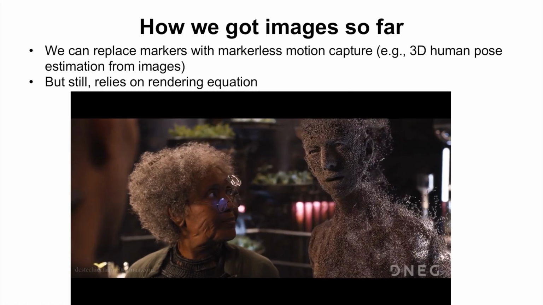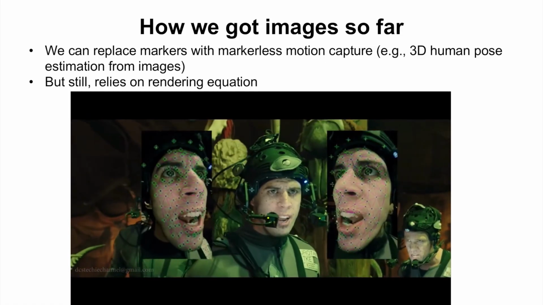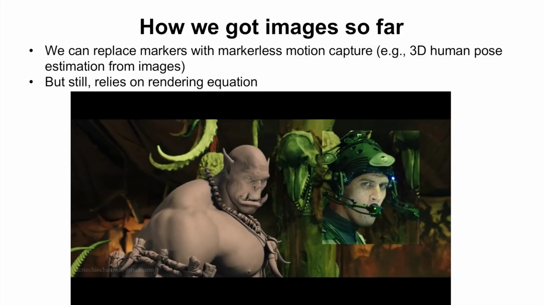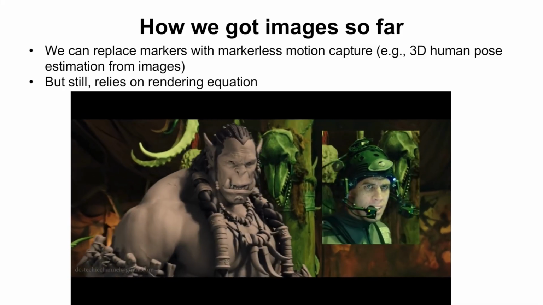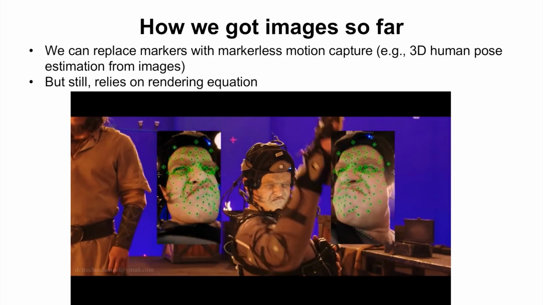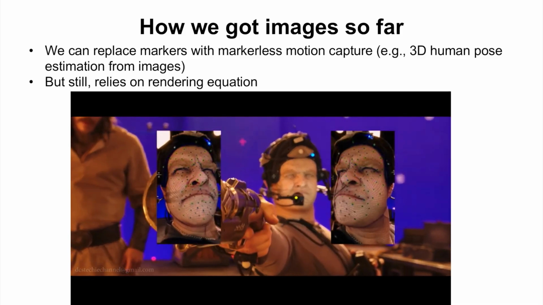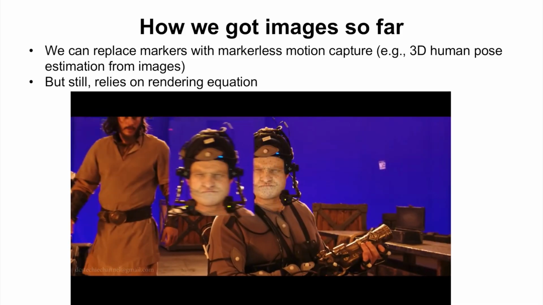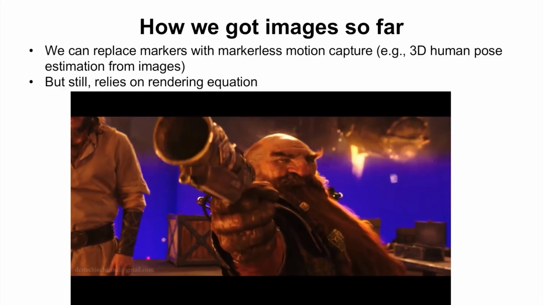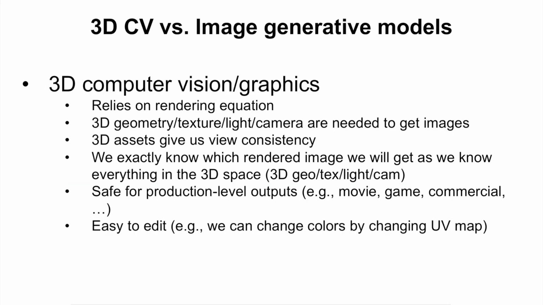Except for just manually drawing with our hand, this is the only way we can get images so far. Using 3D geometry, texture, camera, light, and then using a rendering engine, we can render images. And these are widely used these days and standard in the computer graphics industry. So in summary, 3D computer vision and computer graphics rely on the rendering equation, 3D geometry, texture, light, and camera.